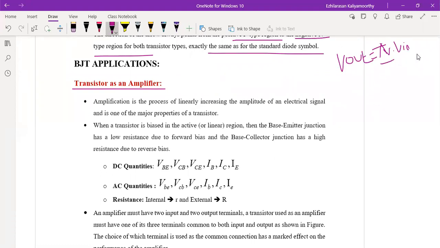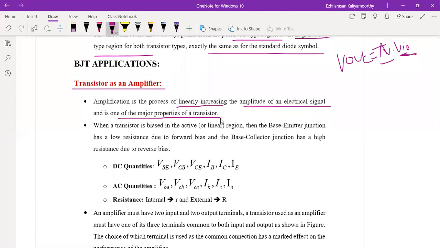So a very small voltage, for example a millivolt or microvolt, normally the gain will be very, very high. So automatically what will happen? The output voltage also will be very high. So here amplification is the process of linearly increasing the amplitude of an electrical signal, and is one of the major properties of a transistor normally.